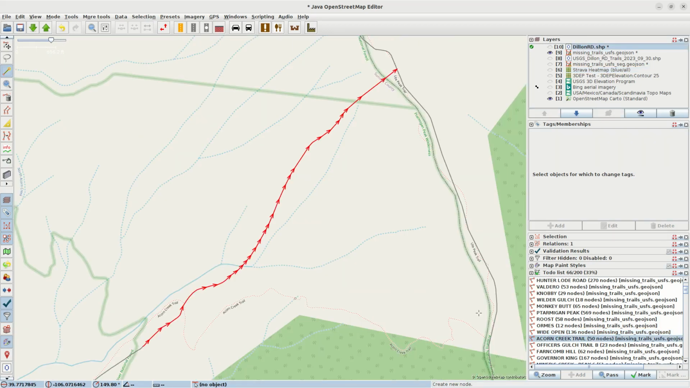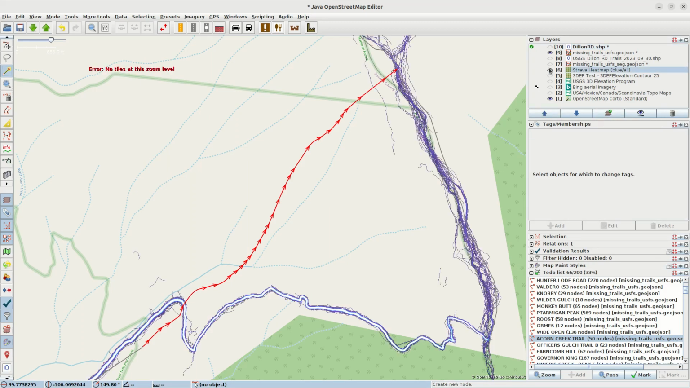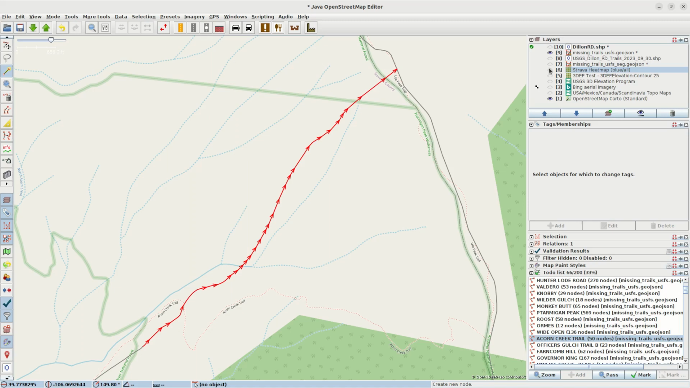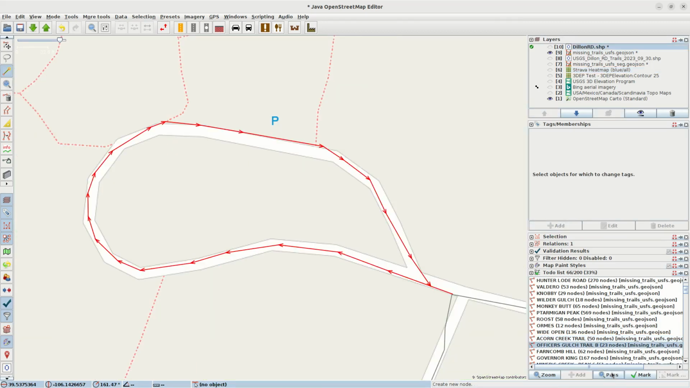All right, this is the Acorn Trail. As you can see down here to the south is the depiction by OpenStreetMap. There's Strava, which aligns with the OpenStreetMap depiction. And it then intersects the Ute Peak Trail. Now, the discrepancy between the intersection as depicted by the Forest Service and the intersection as depicted by OpenStreetMap and Strava is, well, it's 4,700 feet.